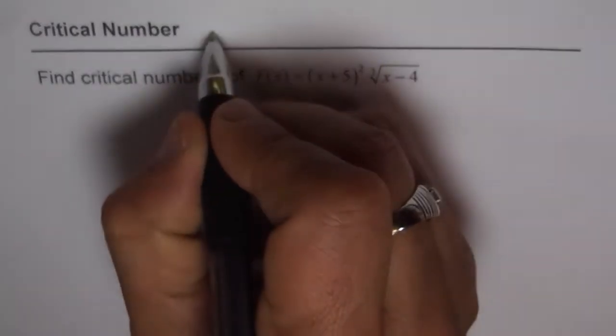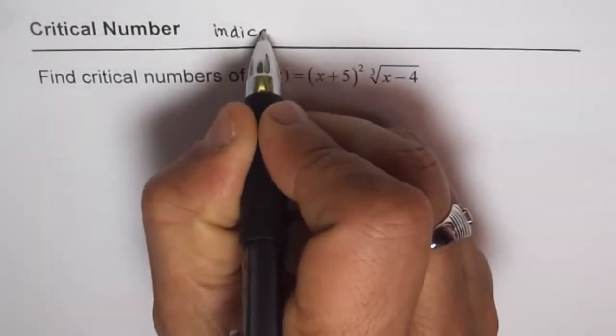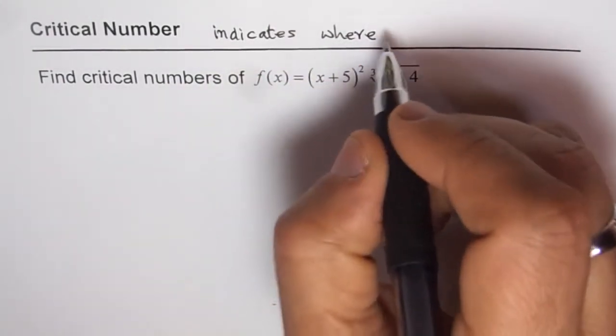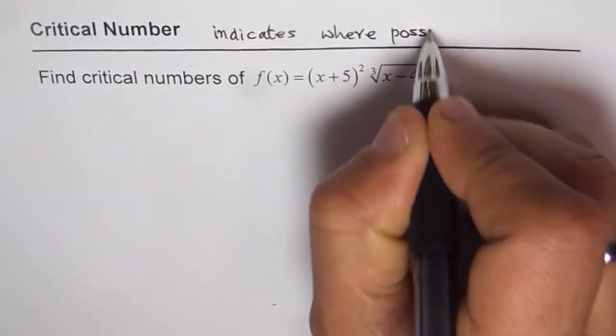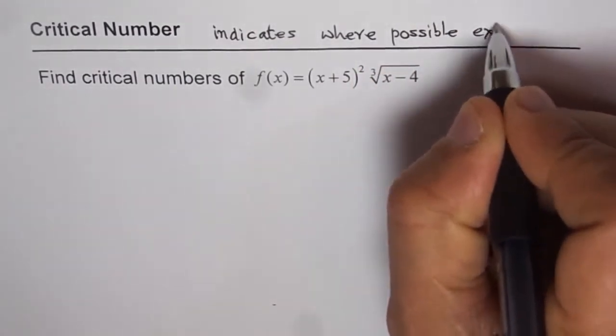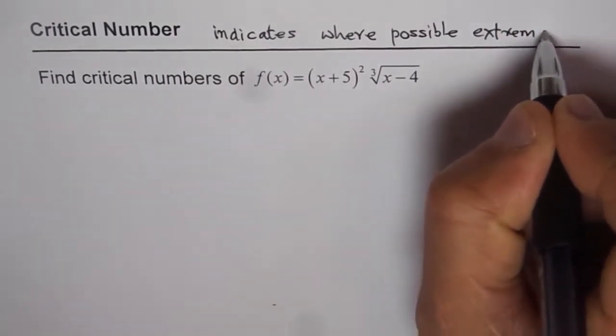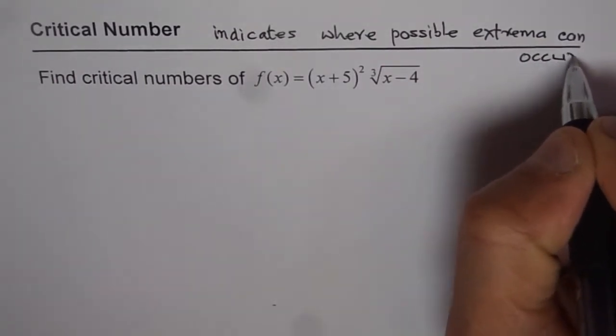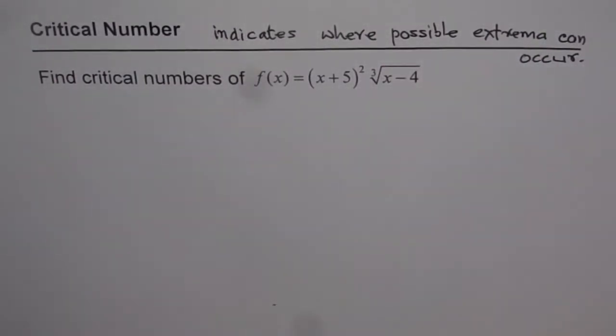It basically indicates where possible extrema can occur. Right? So that is a critical number. A critical number is a point in the domain of the function where there is a possibility of having a maximum or a minimum. That is what a critical number is.